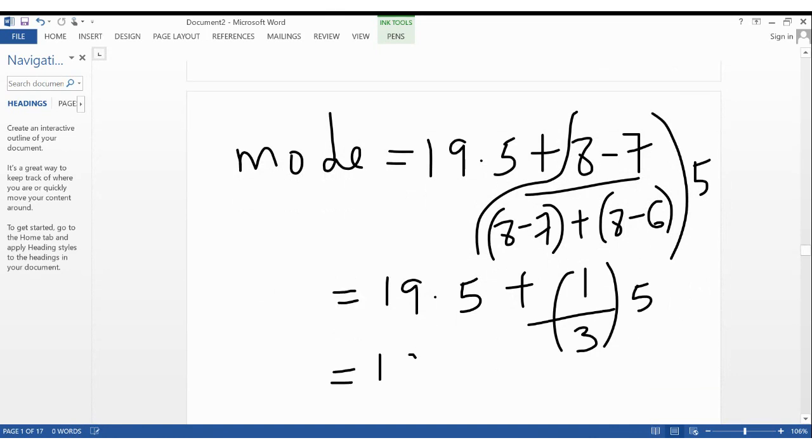plus, and the answer is coming to approximately, that is 5 divided by 3 plus 19.5. So I'm getting 21.17. So that's how you get it. So we have said very clearly that FA is before and FB is after. No calculation, just from the table.